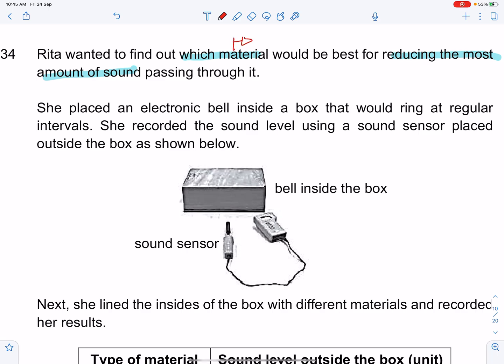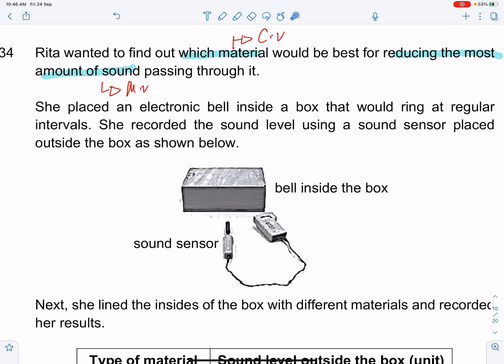Now this is my change variable. No need to say already. From here I can guess they're going to change the material, and then they must have some way to measure the amount of sound. So this must be a measured variable. Okay, she placed an electronic bell inside a box that will ring at regular intervals. She recorded the sound levels using a sound sensor placed outside the box.